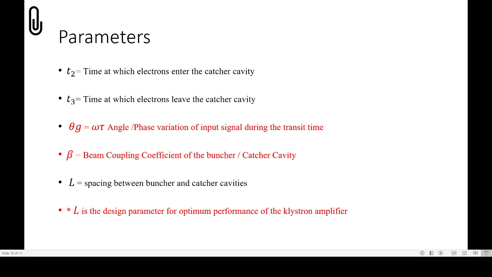Again, another important parameter is the beam coupling coefficient of the Buncher cavity. We will find out the equation for the beam coupling coefficient in the coming section, and L is the spacing between Buncher and catcher cavity, where L is the design parameter for optimum performance of the klystron amplifier. In the next section, we will learn the derivation for beam coupling coefficient, modulated velocity, and depth of modulation. Thank you.